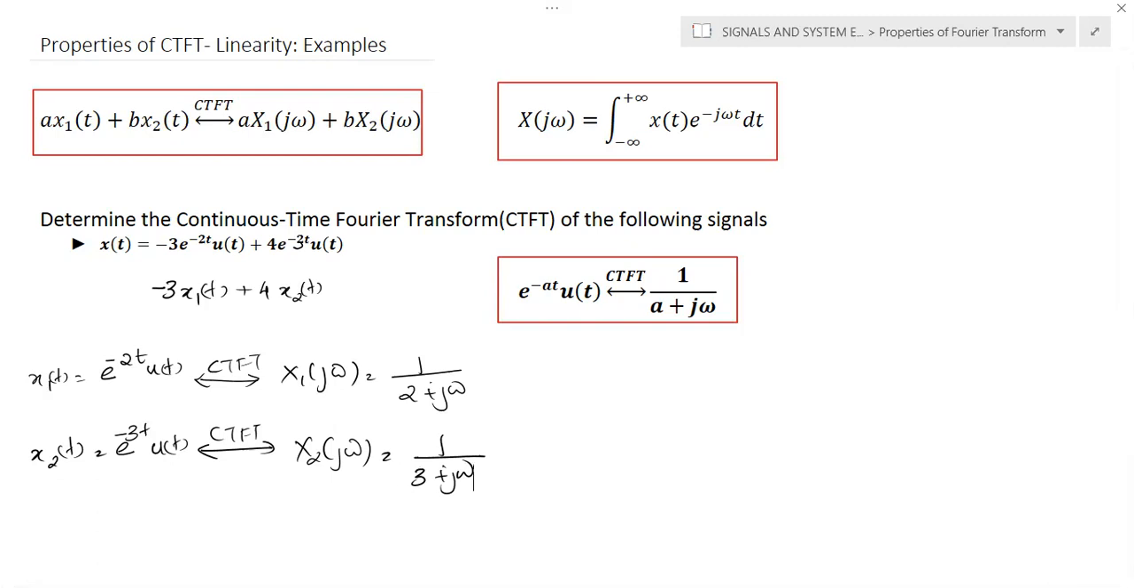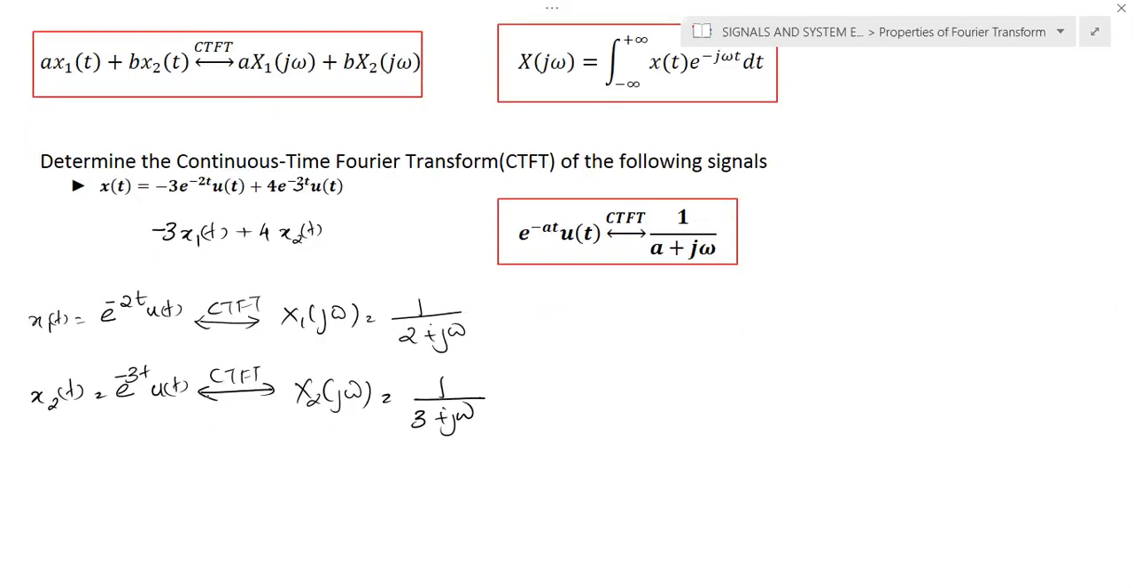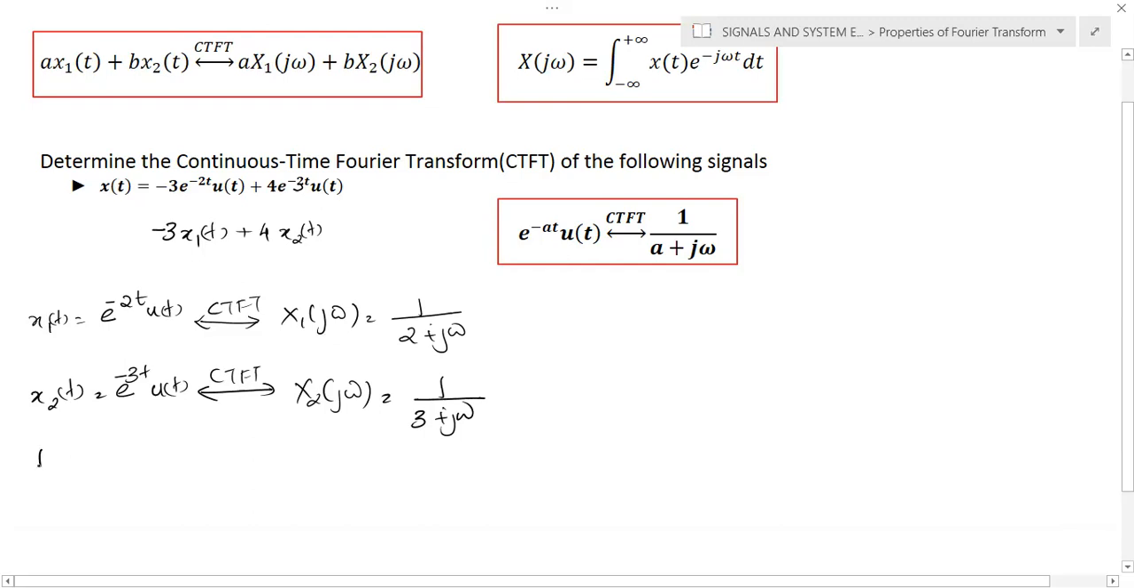Now, by applying the linearity property, so when you do the problems, you should mention which property you are using. By applying the linearity property, you can write minus 3 x1 of t plus 4 x2 of t. And the Fourier transform of this signal will be, by the linearity property, we can multiply the constant directly. So it becomes minus 3 X1 of j omega plus the second constant 4 into X2 of j omega.